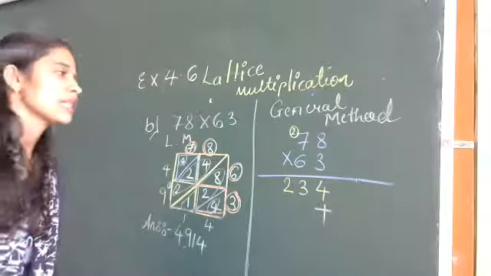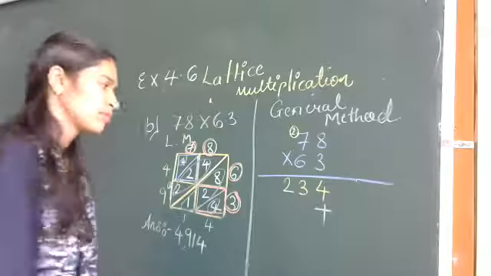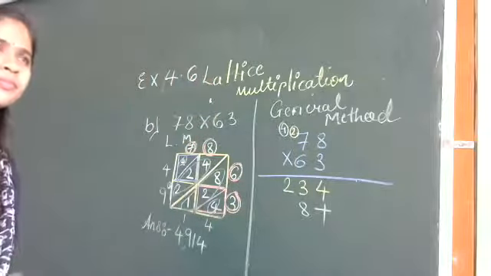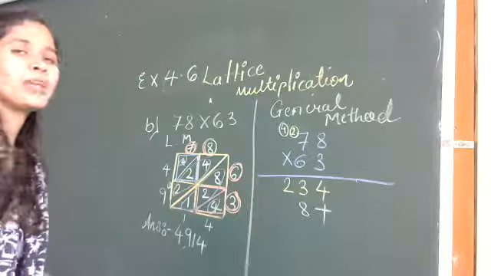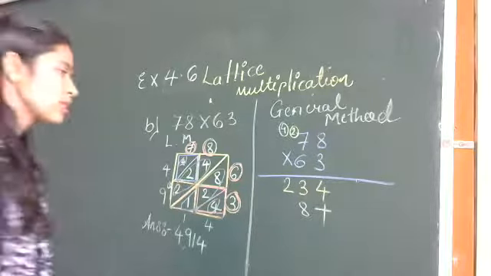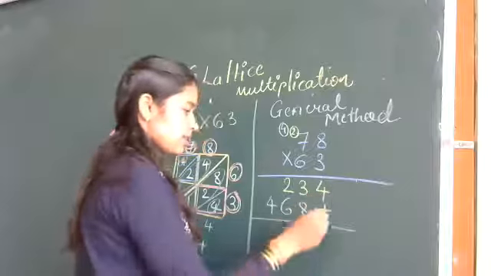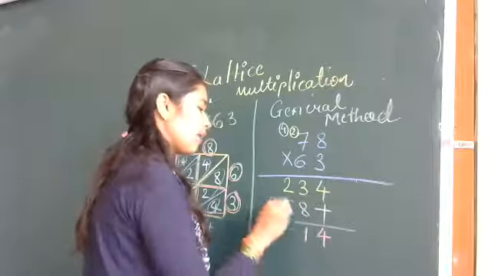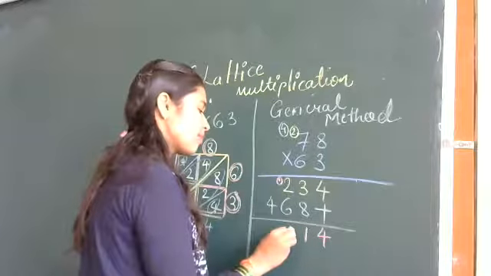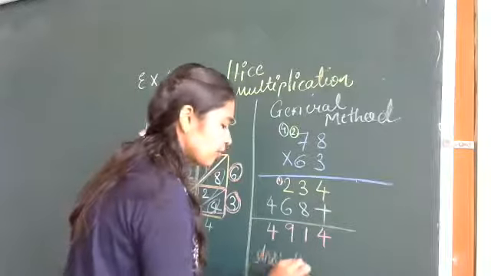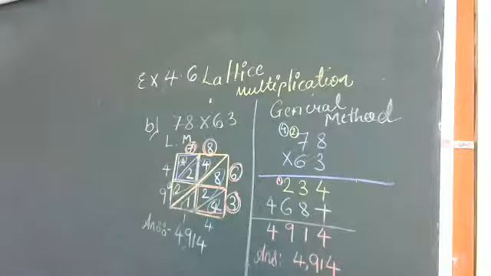Now multiply by the number 6. 6 times 8 is 48. 6 times 7 is 42. 42 plus 4 is 46. Now tell me the answer. Last digits: it is 4, 3 and 8, 11. What will be carried here? This becomes 9 and this 4 as well. So what is the answer? 4,914. Is the answer the same?